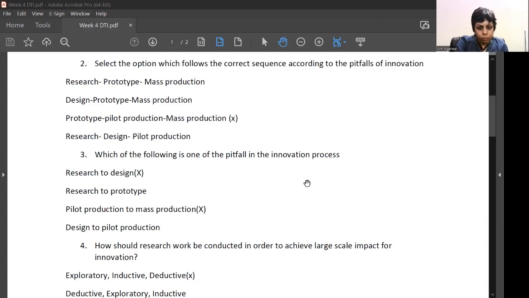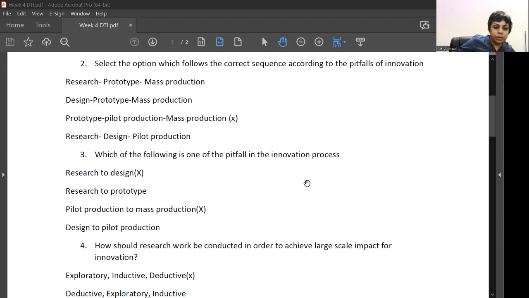So in this, research to design is one of those correct jumps in which you actually fall. Pitfall means like you're falling into a pit, literally, right? So research to design is one.